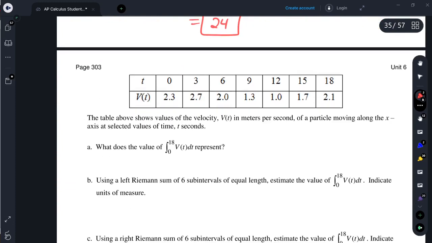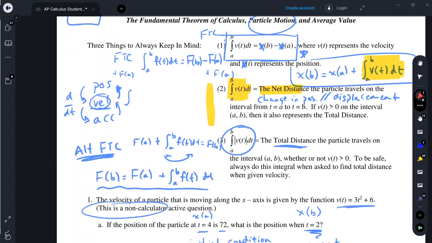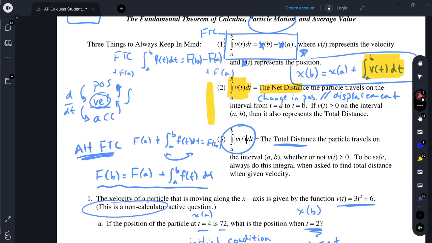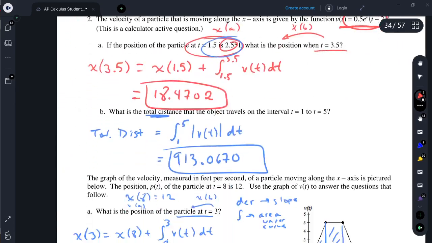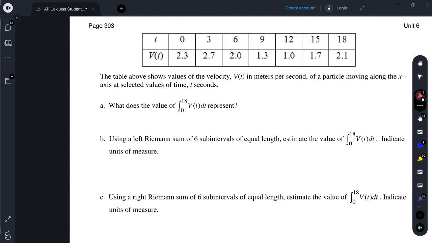Okay. And so we've done an equation, we've done a graph, we also want to be able to do these with a table. So we are given a table with velocity, and we're first asked, what does the value of the integral from 0 to 18 of v of t represent? This is kind of coming back to making sure we know these three things, right? And so just the integral, that's our net distance or our displacement. We can use either word. I like displacement a little bit better, or change in position is good also.